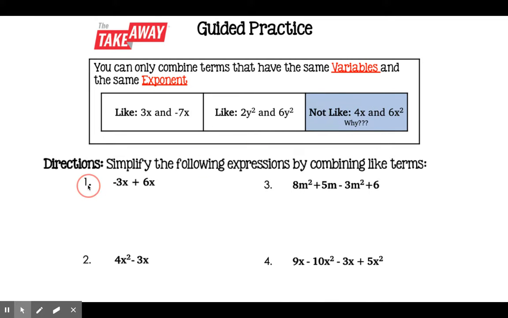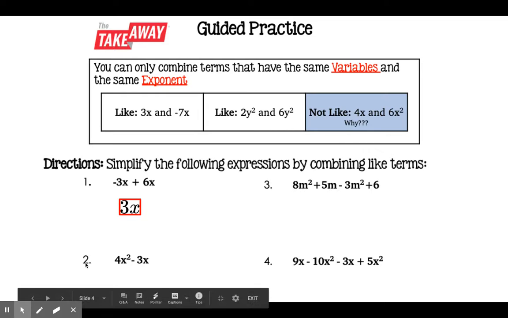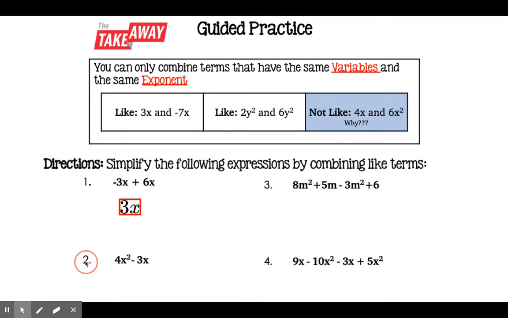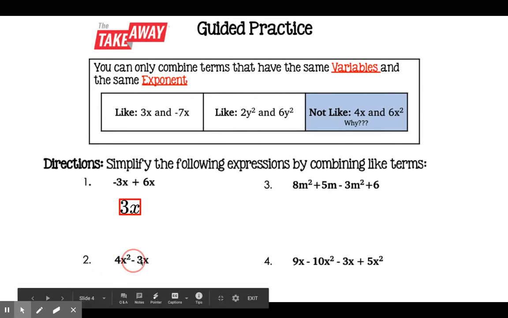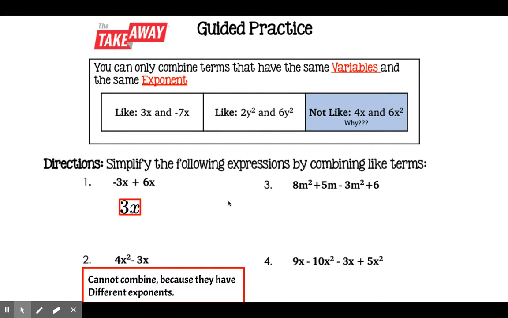Okay? Let's go ahead and look at example 1. They both have the same variable of x, so I'm basically just combining the coefficients. I'm doing -3 plus 6, which gives me +3. So I have 3x as my final answer. Example 2. They have the same letter, the same variable, but do they have the same exponent? No, they don't. So I cannot combine them. They're not like terms because they have different exponents, okay?